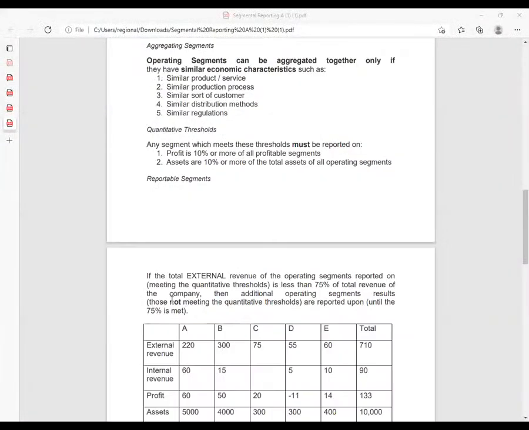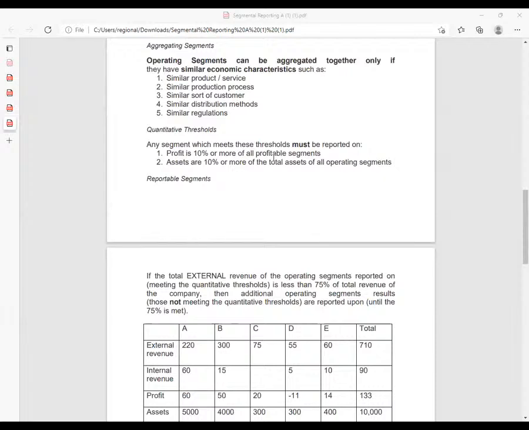Now, ladies and gentlemen, here we are. We move on to the next thing. We are told here quantitative threshold. Now, this is what is important in your exams. Any segment which meets these thresholds must be reported on. Profit is 10% or more of all profitable segments.